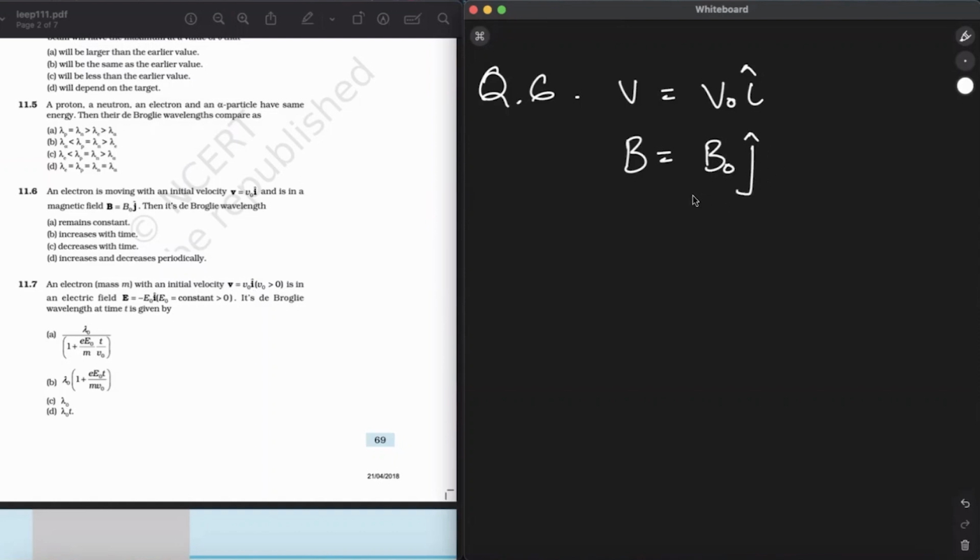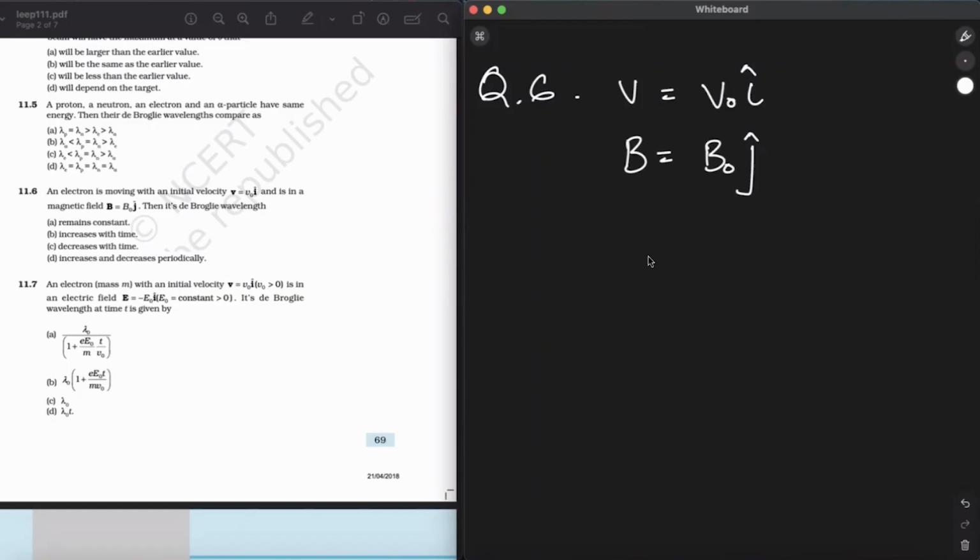Then its de Broglie wavelength, okay, we have to talk about the de Broglie wavelength. The options are: remains constant, increases with time, decreases with time, and increases and decreases periodically. So the correct answer is that the de Broglie wavelength will remain constant. And why will it be? So I'll just tell you a basic concept over here.